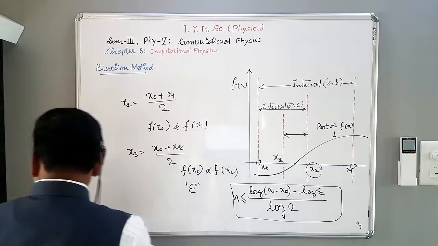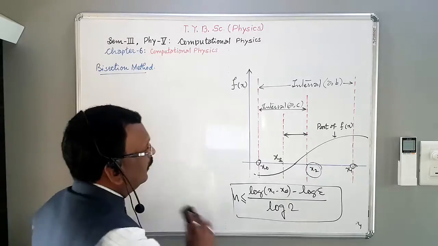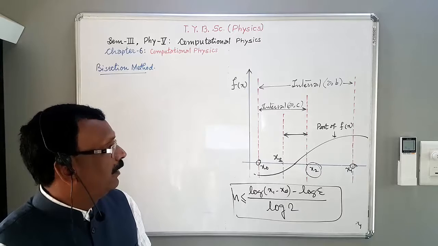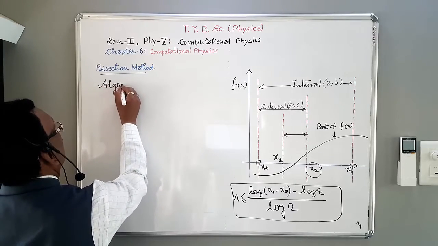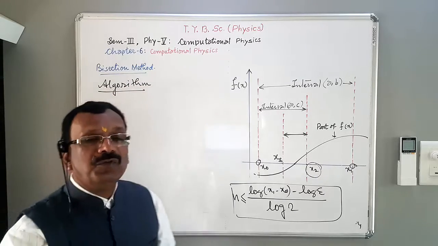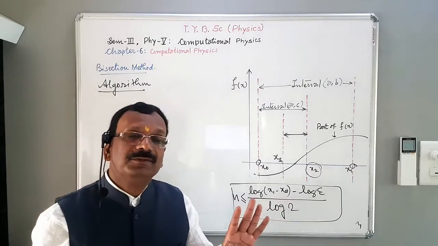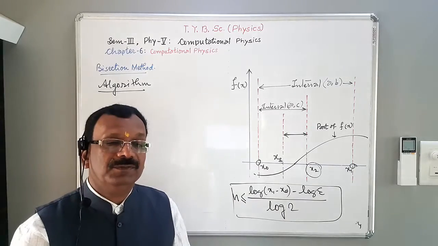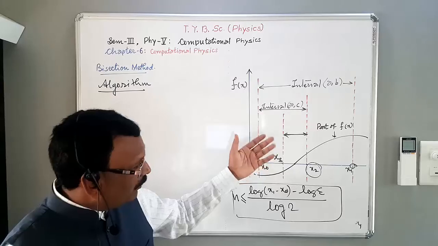Okay. See here, the algorithm is simple. I told you that an algorithm is nothing but a systematic procedure in order to find the desired solution by applying proper and logical operations. So what do we have to do in order to determine the root?